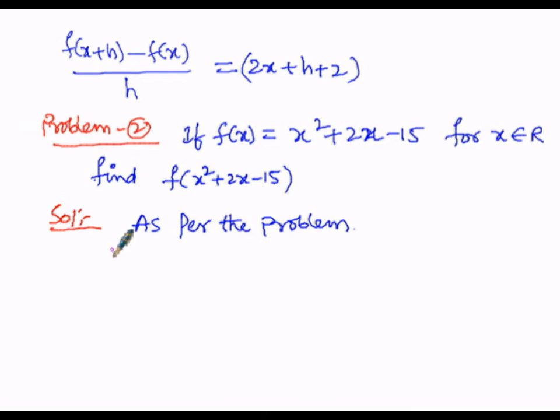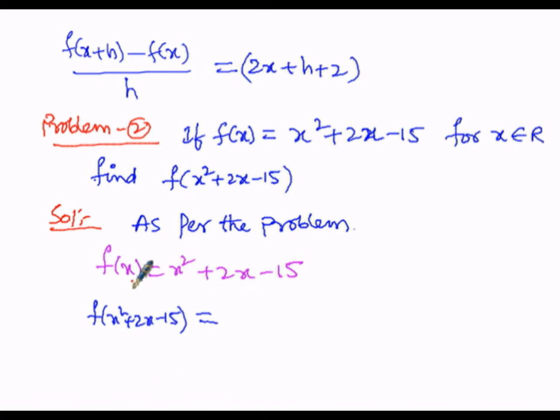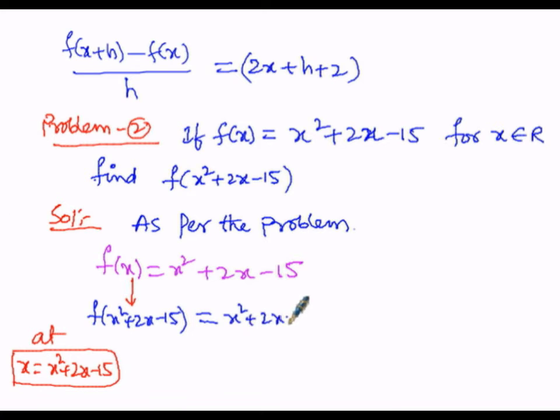In our solution, as per the problem, the given function f of x is x square plus 2x minus 15, but we have to find f of x square plus 2x minus 15. Now x must be replaced by this x square plus 2x minus 15. The next logical step: x must be replaced by x square plus 2x minus 15, but it must be squared because it is a whole square. Then plus 2 into the x value, again x square plus 2x minus 15, then minus 15 we write as it is.